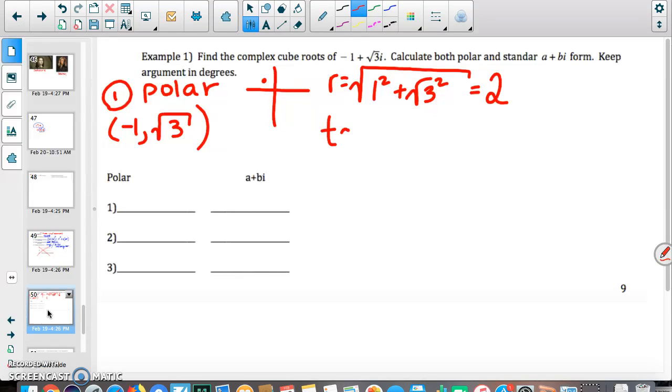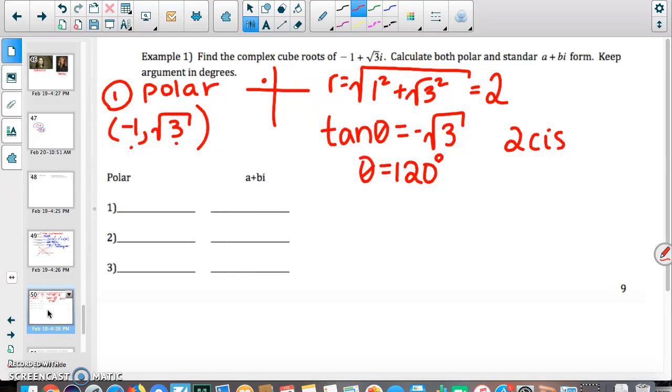And my angle: tangent of theta equals y over x. So that would be √3 divided by -1, which is -√3. You've got to get out your unit circle and look in quadrant 2. I believe it is 120 degrees. Awesome. So now my final answer for polar form would be 2 CIS 120 degrees.